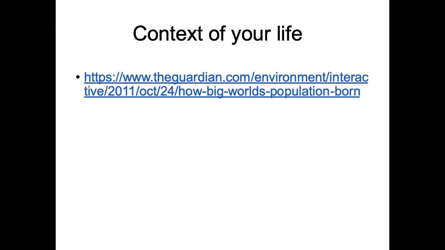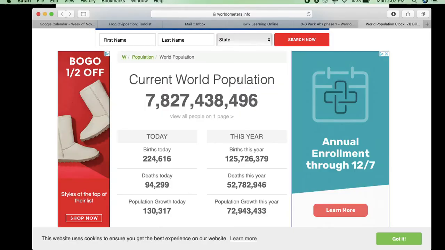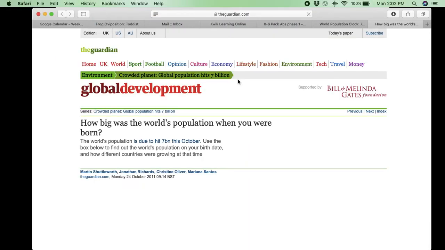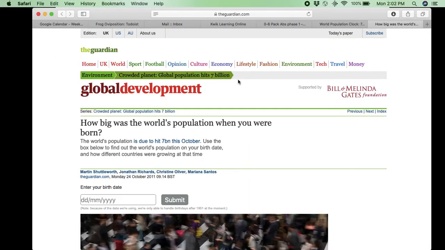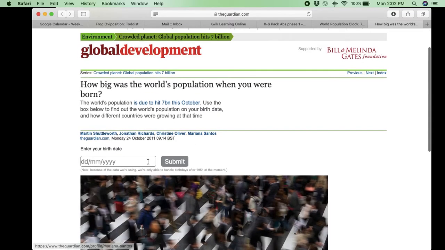I think these are really big numbers and they're really hard to wrap your head around. So I like to think about it in the context of your life. It's not letting me use my cursor. Here we go. So this calculator, and you can click on it when you're ready, you can look up how many people were on the planet when you were born.